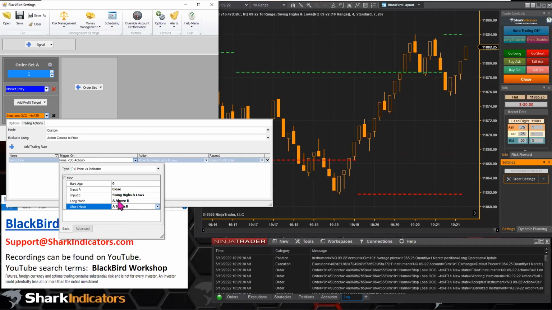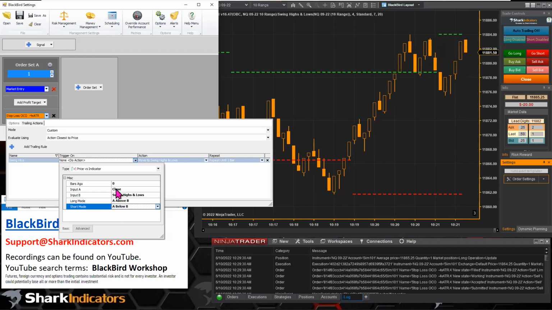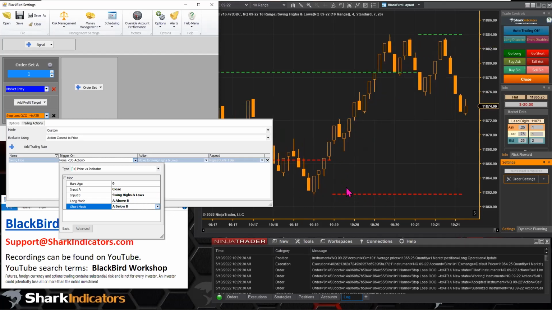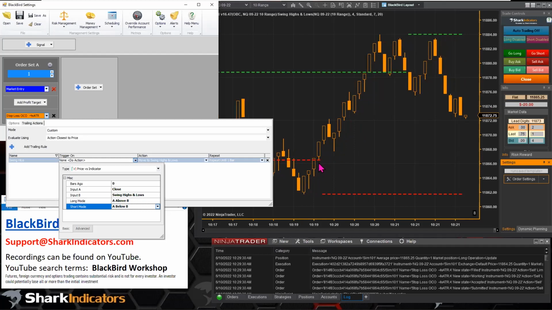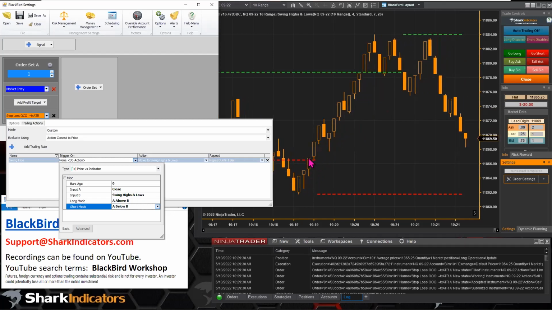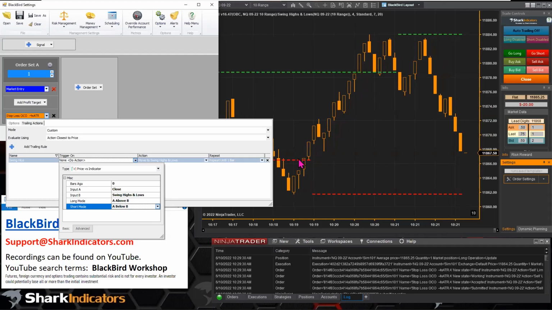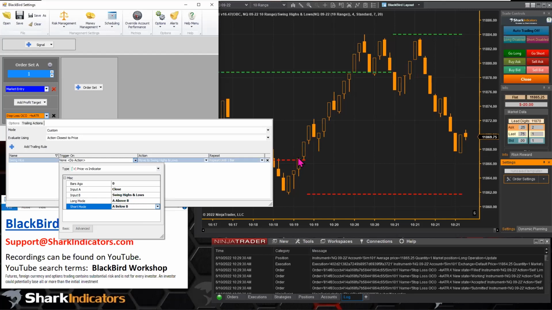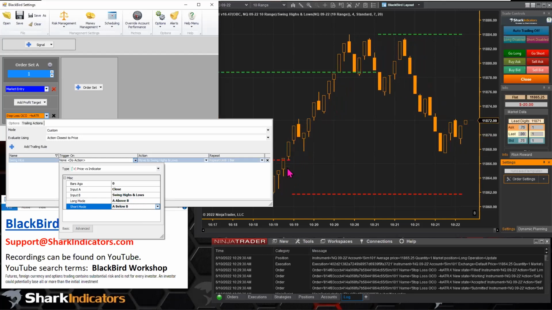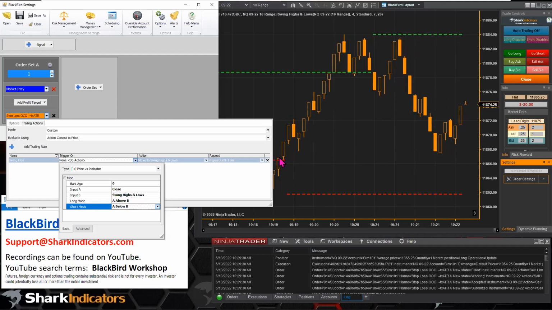What if the closing price of the bar is one tick above the swing low? What if price is one tick, like right here? Oh, that's a great example. The close of that bar literally closed one tick above the swing low. Well, that's probably too close to be moving your stop loss up to that swing low when the market is literally one tick away. So you might want some kind of separation there.